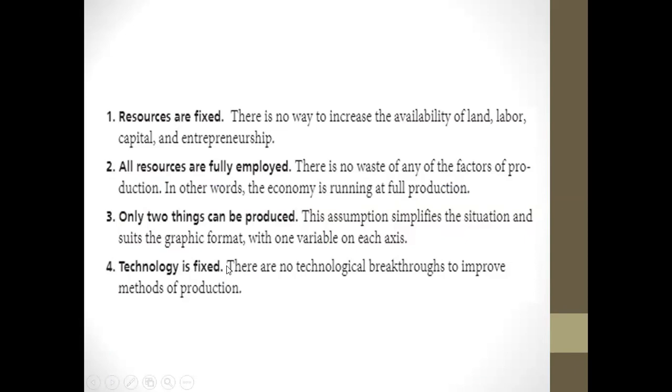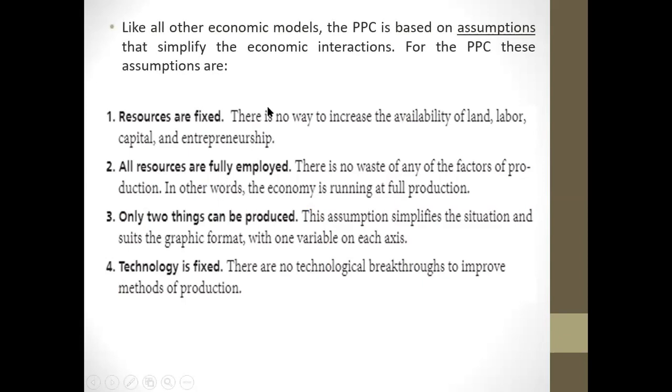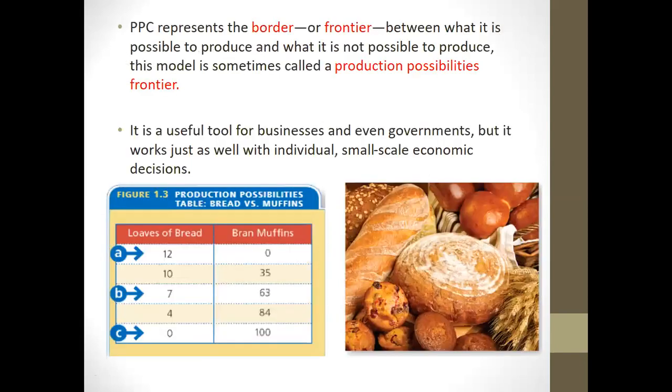Now on number 4, it says, technology is fixed. There are no technological breakthroughs to improve methods of production. Like all other economic models, the PPC, or production possibility curve, is based on assumptions. These are assumptions, not that they are taken for granted, but at least assumptions that simplify the economic interaction. For the PPC, these are the assumptions.